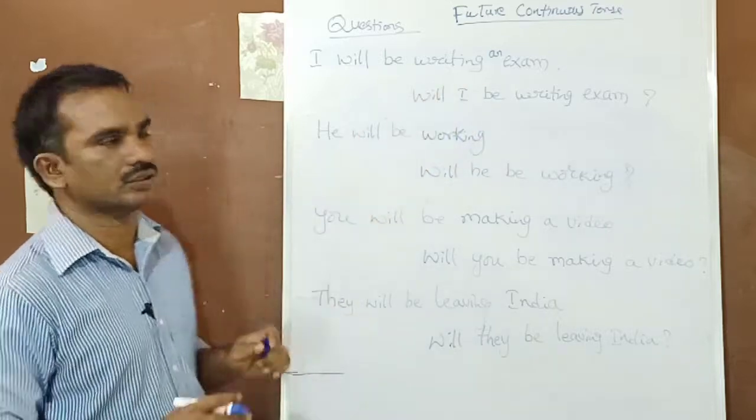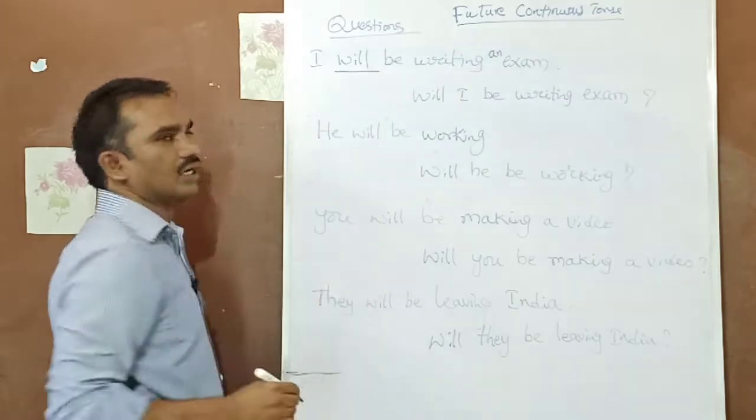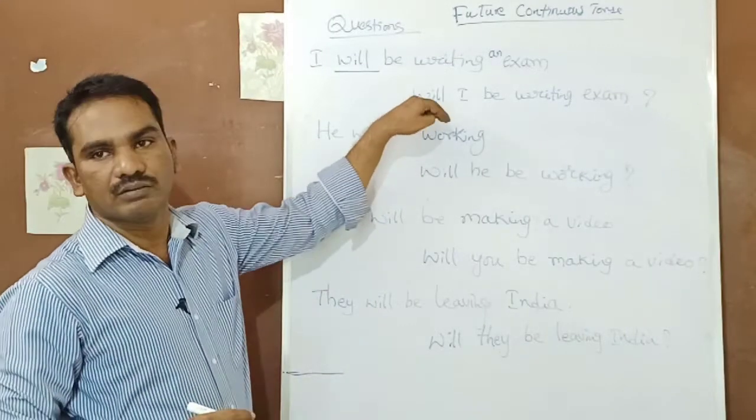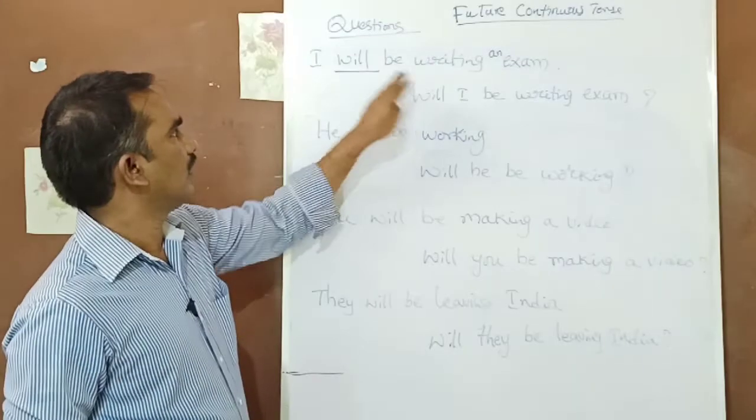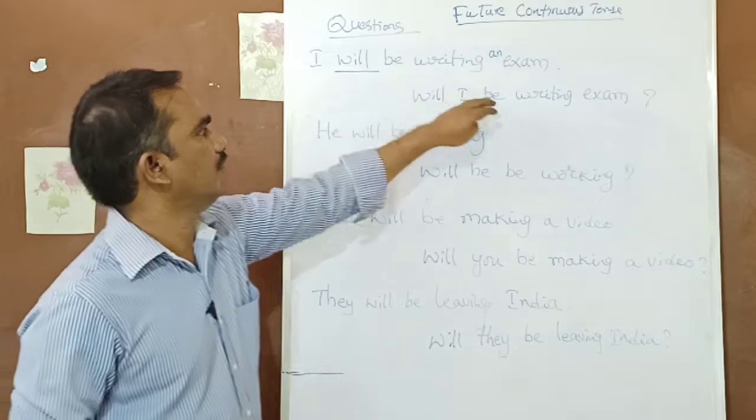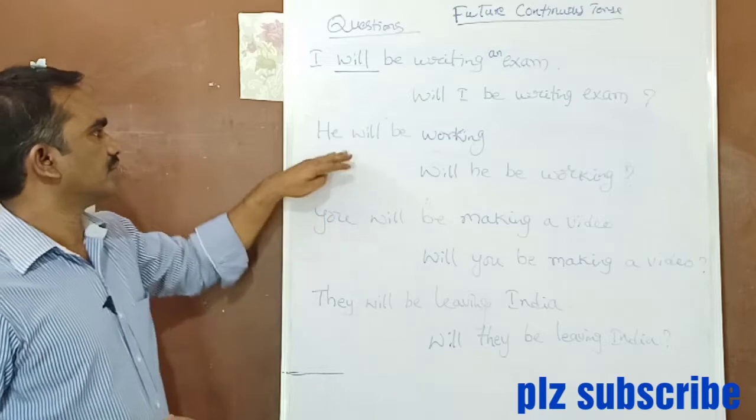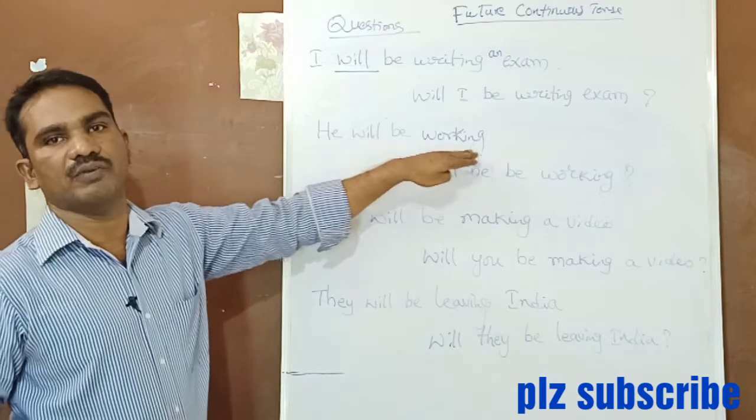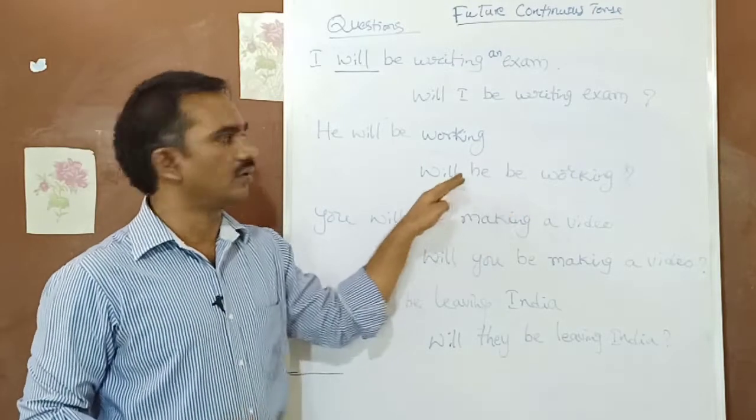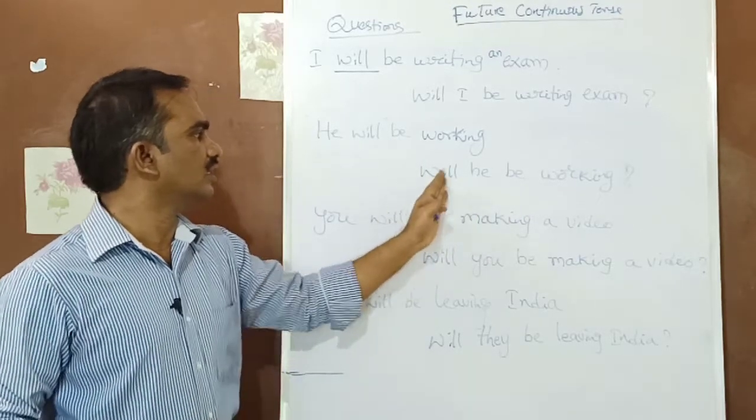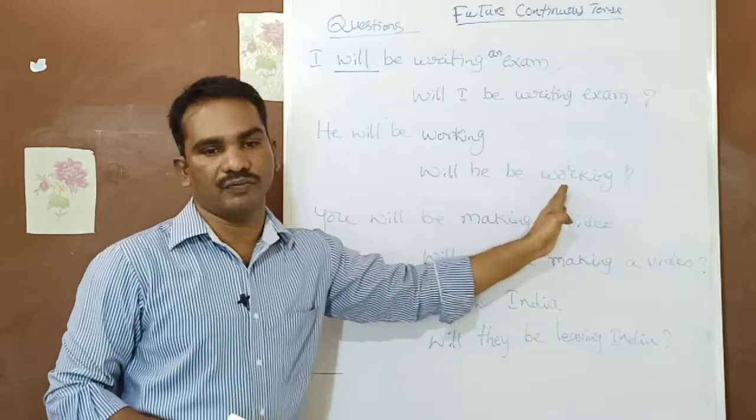Yes or no questions. So you have to start with will. This is the helping verb that we have. Start with the helping verb, and it will be like this: will, and then subject I, then be, and writing exam. Okay, in the same way, he will be working tomorrow. So will he be working? Will he be working? So will is followed by subject and then be, then verb form, right?